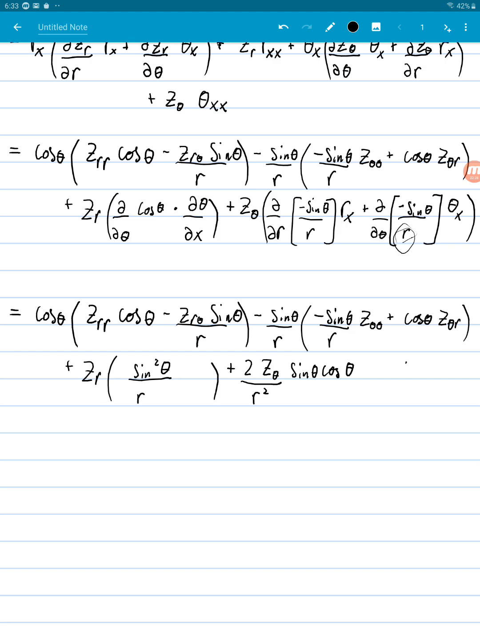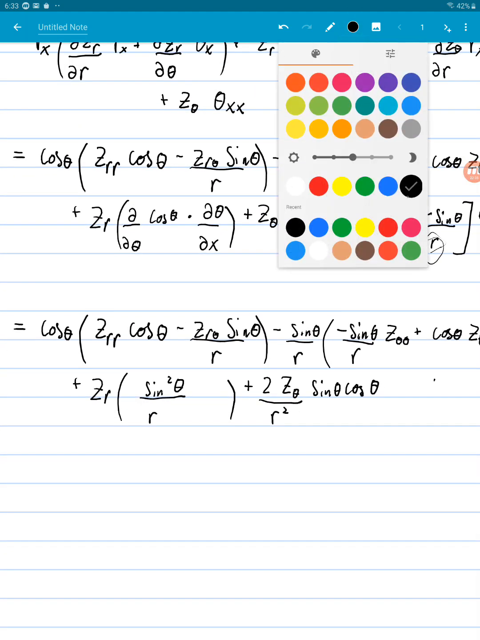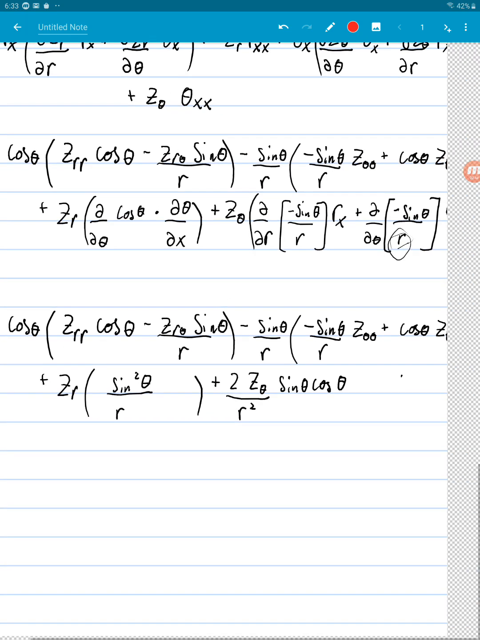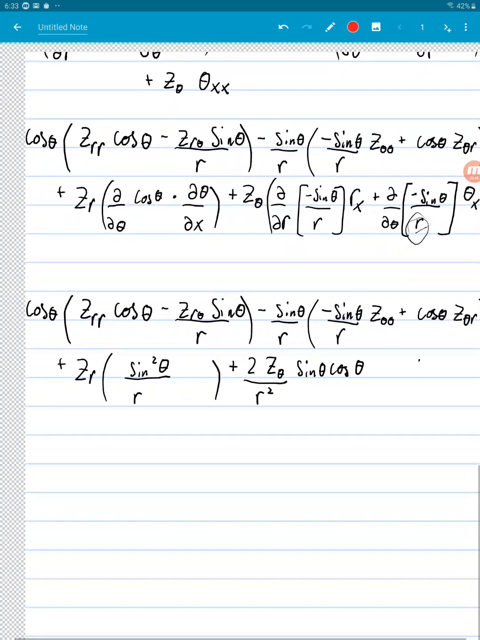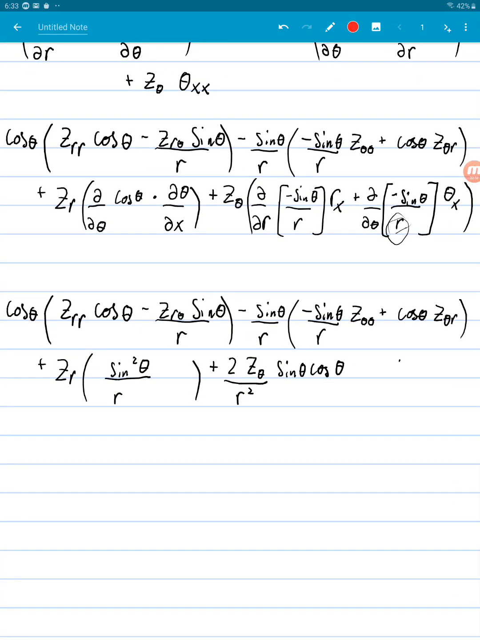Unfortunately, it looks like there's no real way to simplify things down, except if we look, we have these zr theta terms. So we have a zr theta sine theta over r multiplied by cos theta, and then we will have a negative sine theta over r. Actually, I'll leave that as is for now.